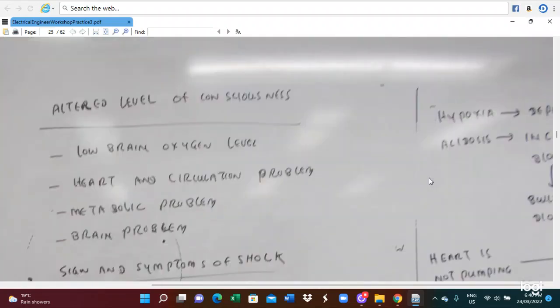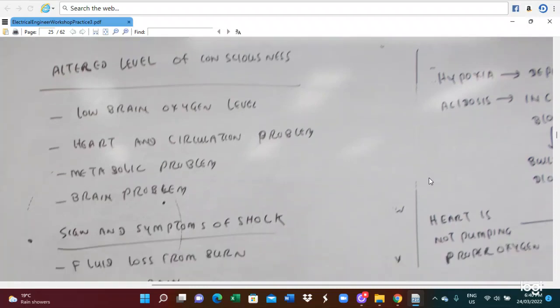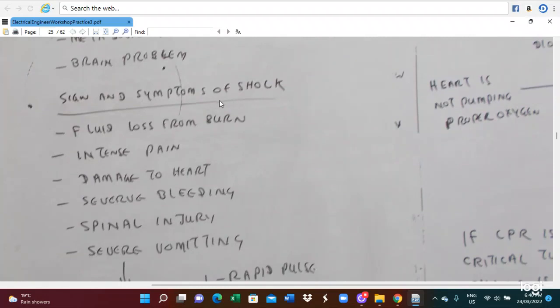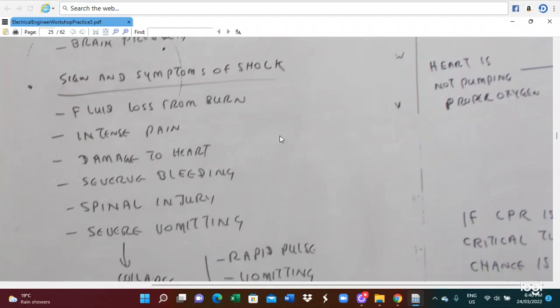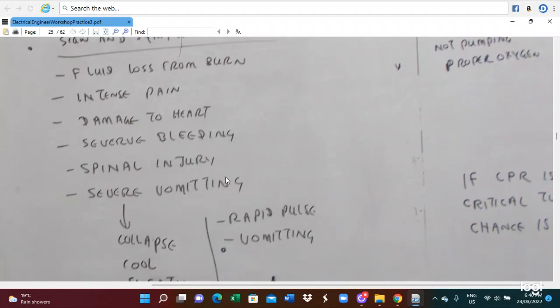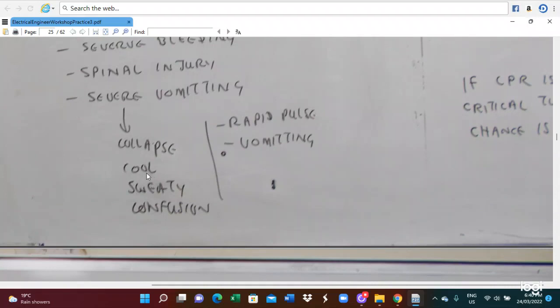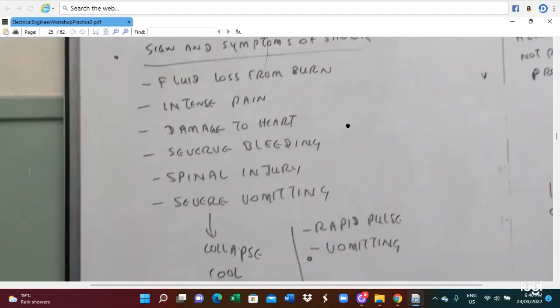In this case, shock can happen, with a lower oxygen level, heart and circulation problems, metabolism problems, and brain problems. The signs and symptoms of shock are fluid loss from the bone, intestine, damage to the heart, severe bleeding, spinal injury, and severe vomiting. Cold and sweaty skin and confusion can happen, along with rapid pulse and vomiting. So this is for the cause of the heart.